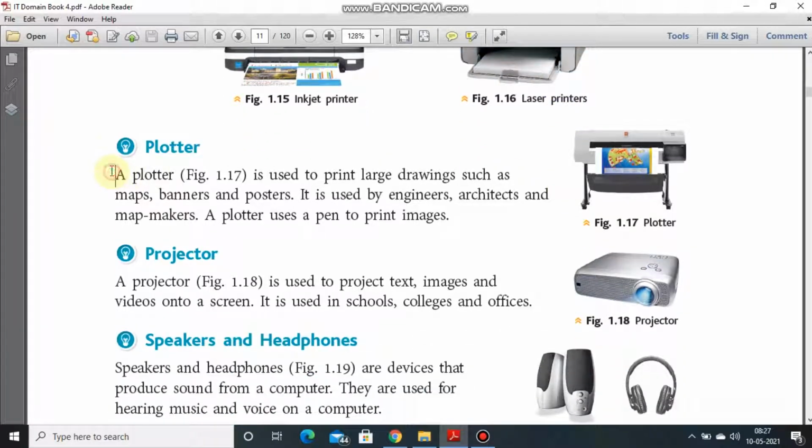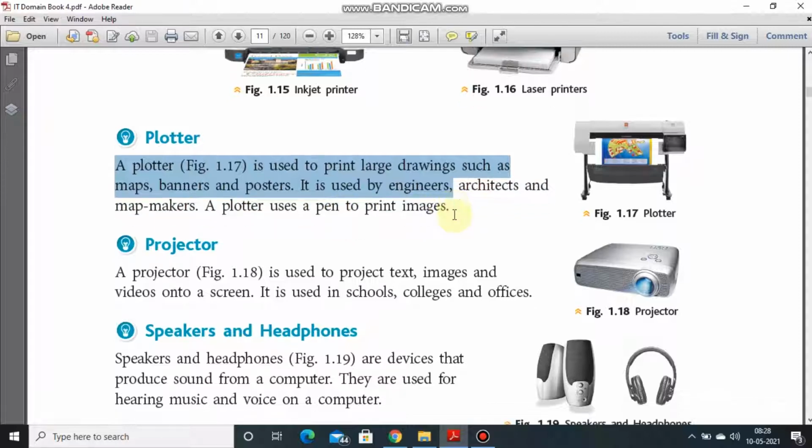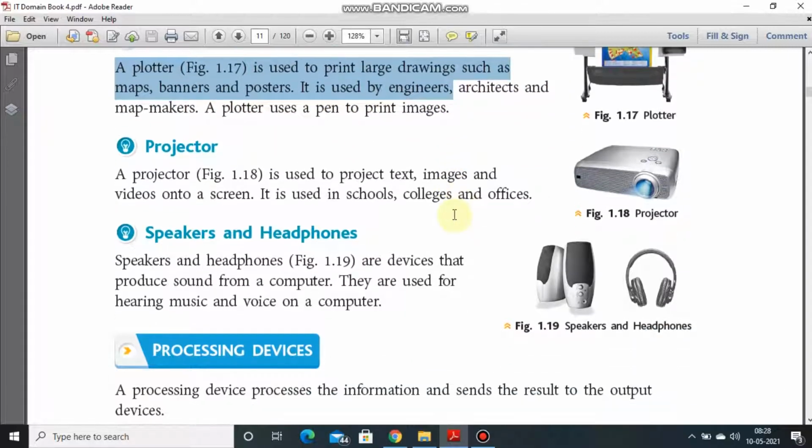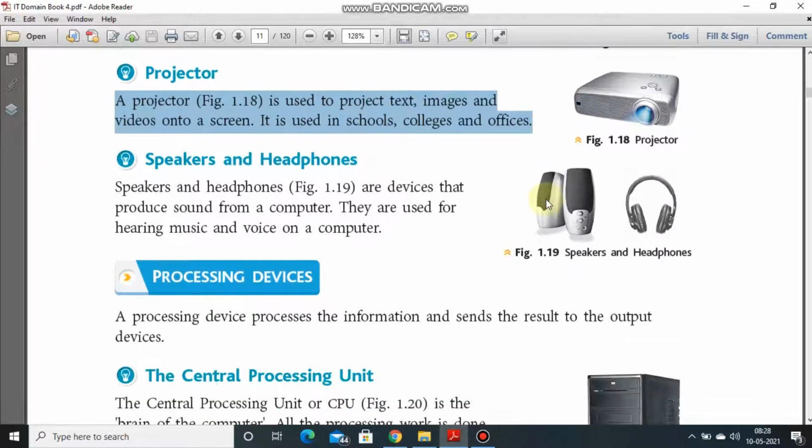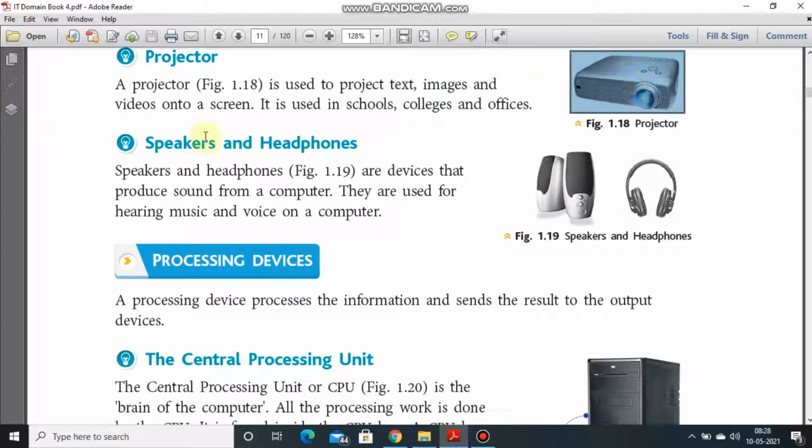Plotter. A plotter is used to print large drawings such as maps, banners and posters. It is used by engineers, architects and map makers. A plotter uses a pen to print images. Projector. A projector is used to project text, images and videos onto a screen. It is used in schools, colleges and offices. I hope that you have seen a projector at school.